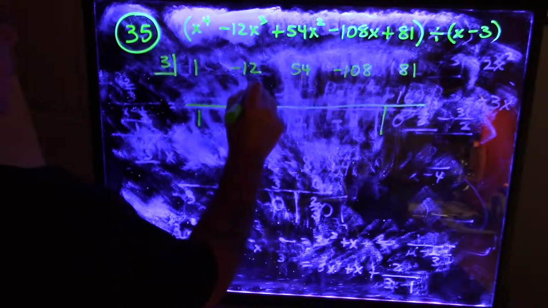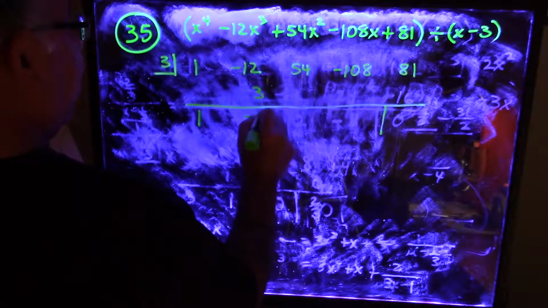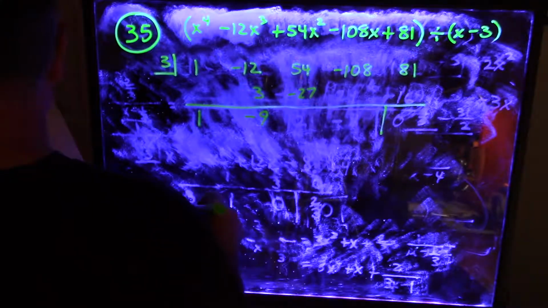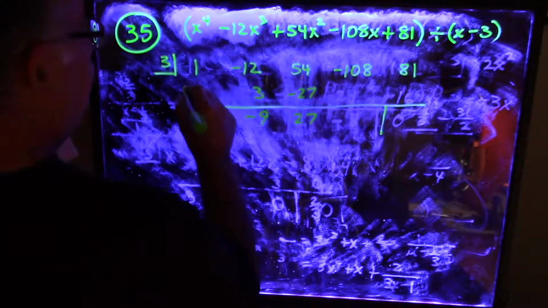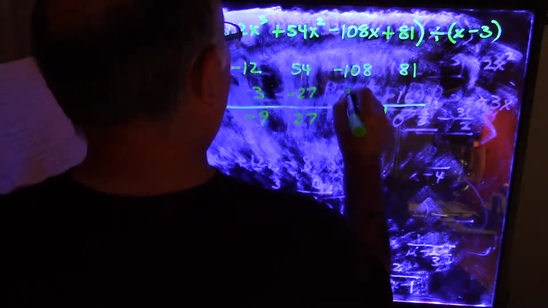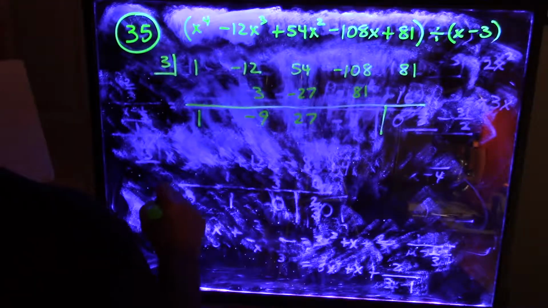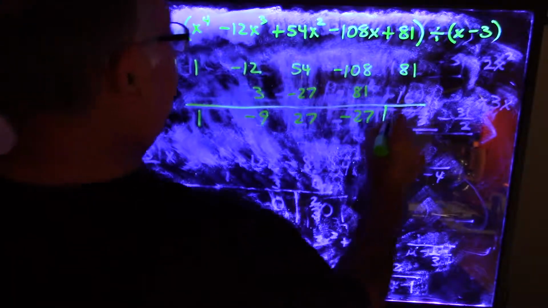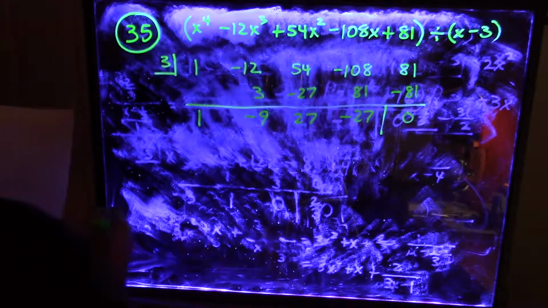Okay, 3 times 1 is 3. Negative 12 plus 3 is negative 9. 3 times negative 9 is negative 27. And then that plus 54 is 27. 3 times 27 is 81. And then that plus negative 108 is negative 27. 3 times negative 27 is negative 81, and add those and you get 0.